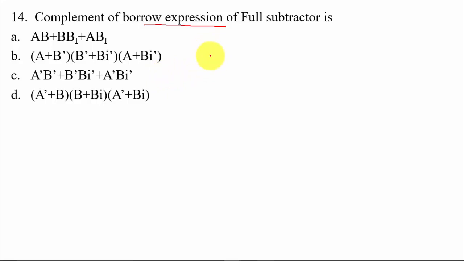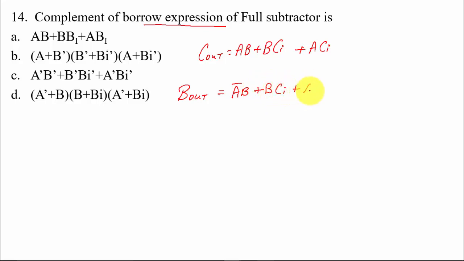In order to relate the borrow expression with the carry output expression of a full adder, what is the carry output expression? It is AB plus B times carry input plus A times carry input. So this one I am going to relate with respect to the borrow expression of a full subtractor. Wherever I am having A, replace with A bar. So I will be getting this expression. Next, wherever you are having carry input, replace with borrow input.